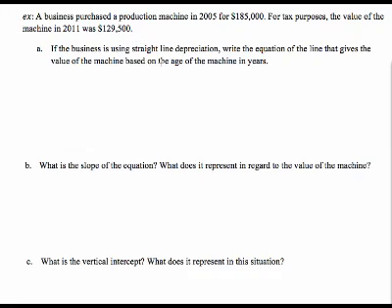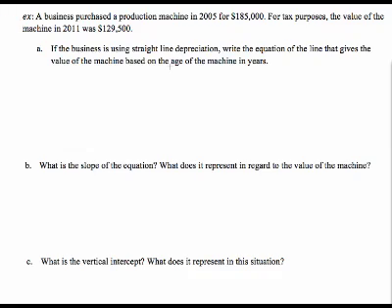If this business uses what's called straight line depreciation, write the equation of the line that gives the value of the machine based on the age of the machine in years. Straight line depreciation is a way to model the value of things that go down over time, or objects whose values decrease over time. Machines and computers are common examples. You buy a computer now, maybe it costs you $500, but in 3 years it's probably only worth maybe $150. The value goes down over time.